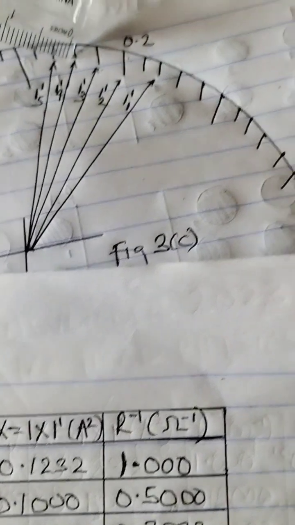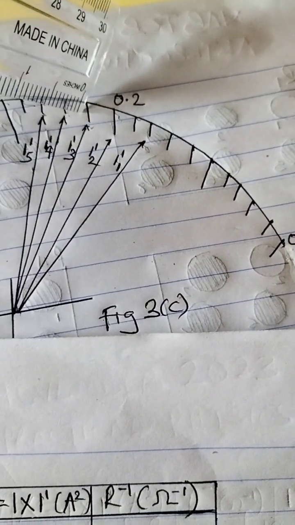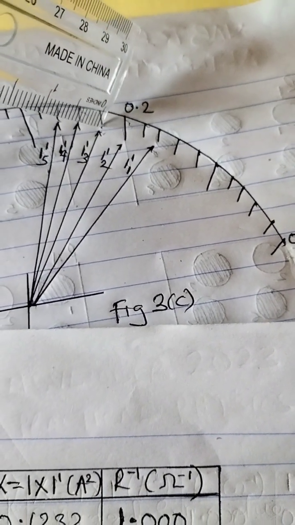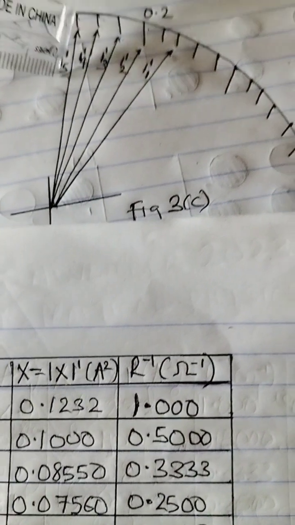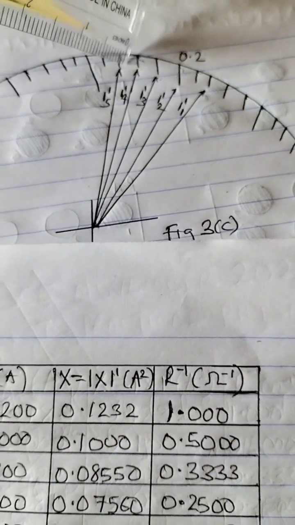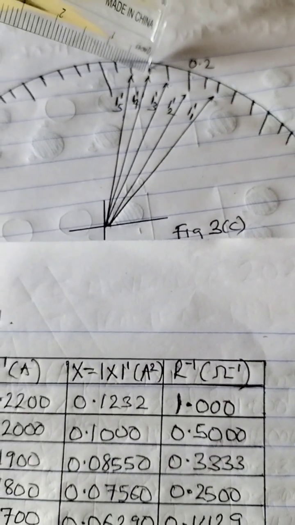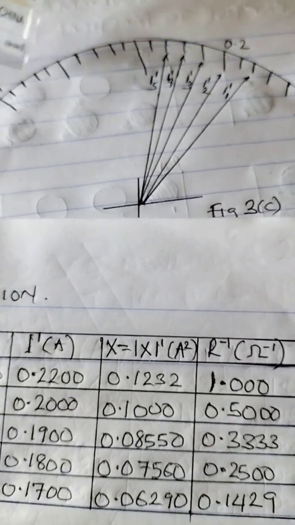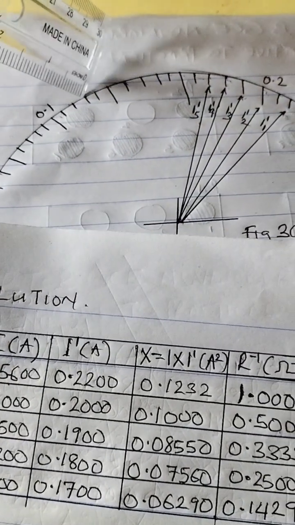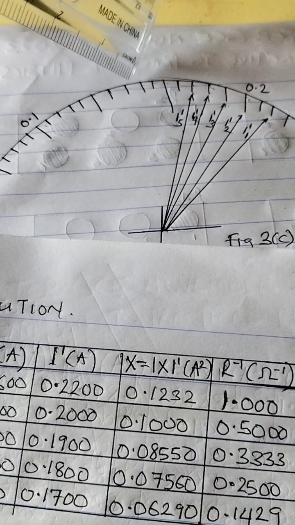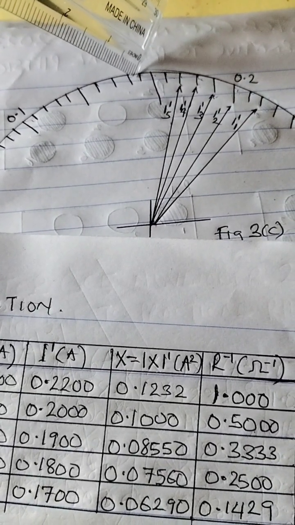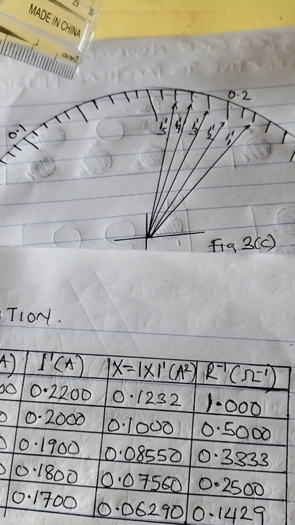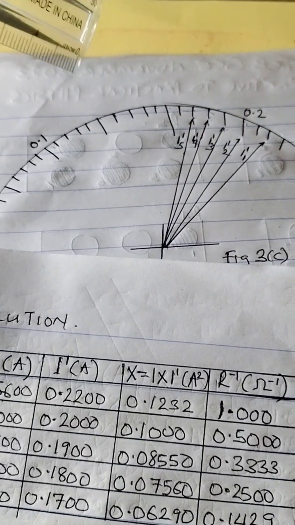Then we'll have I3, I prime 3 as 0.19. You go to the table, you have 0.19. We have I prime 4 as 0.18. Remember that this is 0.1, so this is 0.5, 0.6, 0.7, 0.8, 0.9. That is, we have to count well.